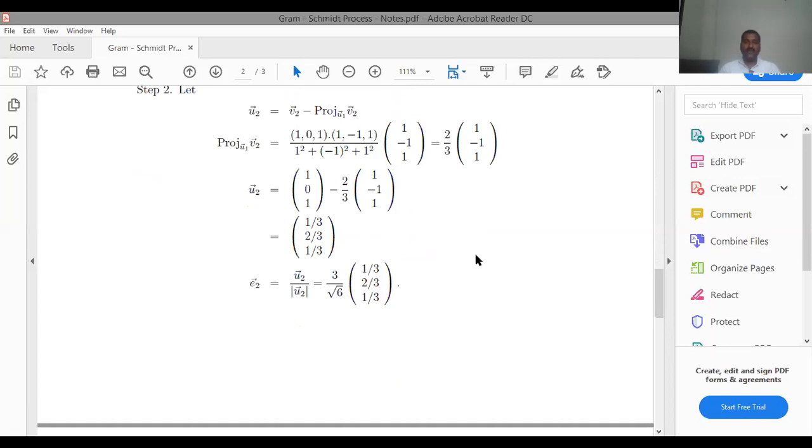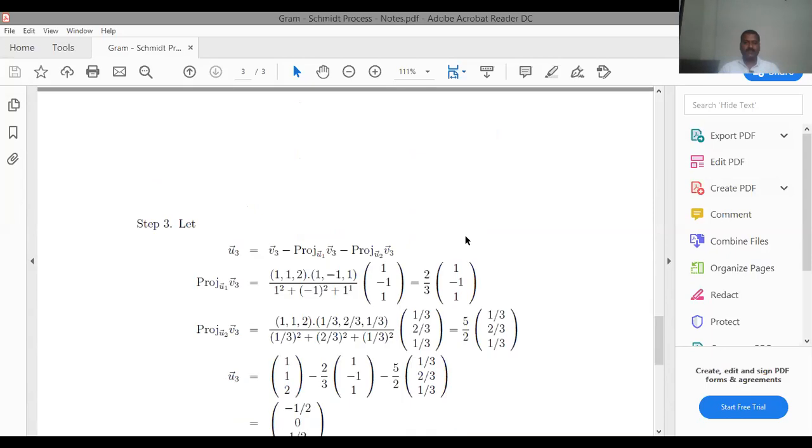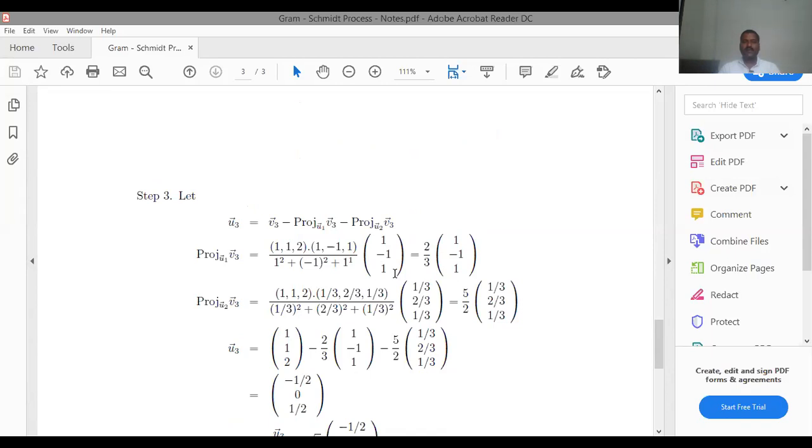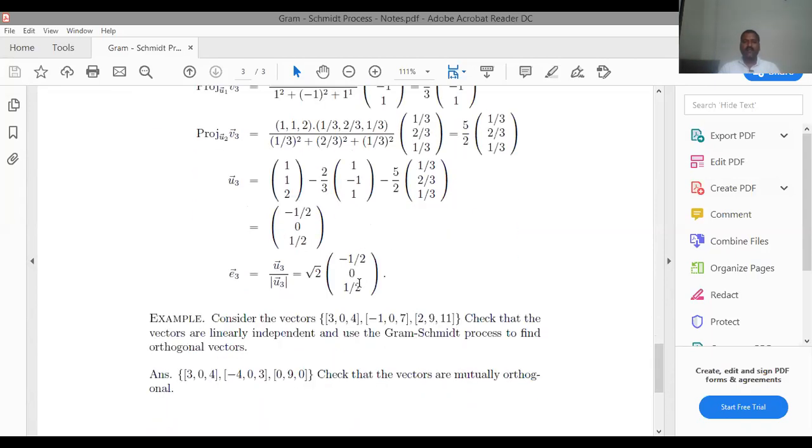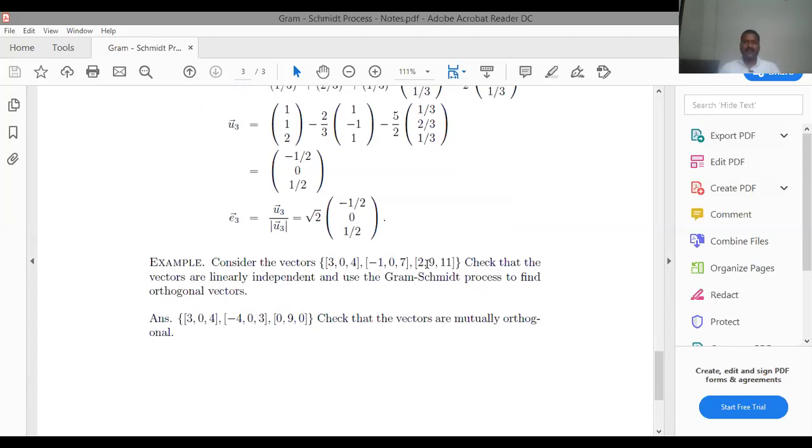Now we need u3 bar. Simple. We need to project v3 onto the space spanned by u1 and u2. This is what it is: u3 bar equals v3 bar minus the projection of v3 bar on u1 bar minus the projection of v3 bar on u2 bar. And here is a simple dot product. You can see it's pretty simple. It's on the screen, and we normalize it. So that's the e3 bar. Now e1 bar, e2 bar, e3 bar form an orthonormal basis.